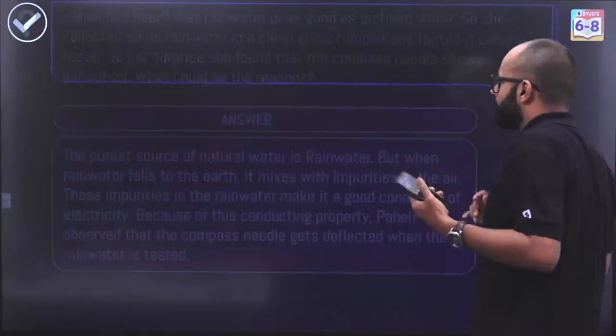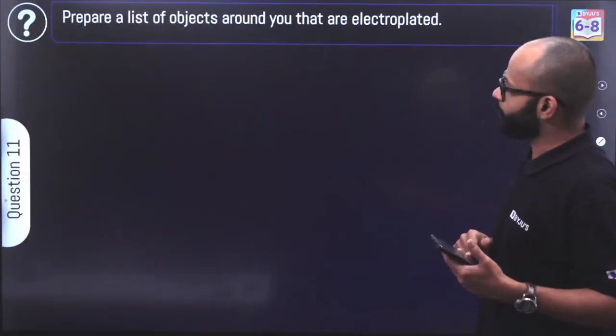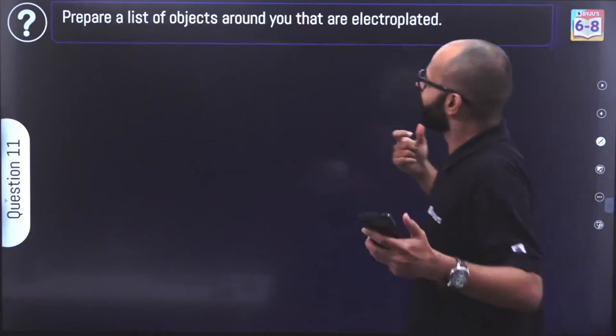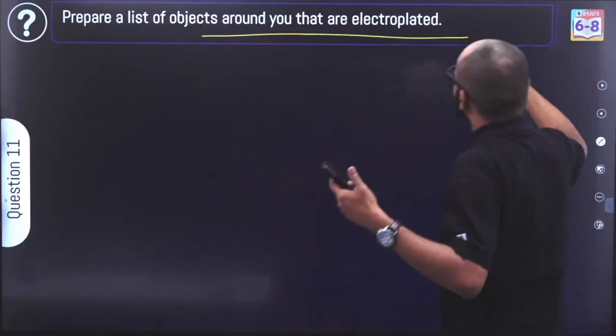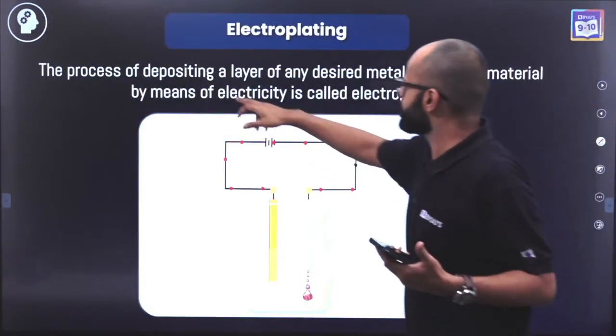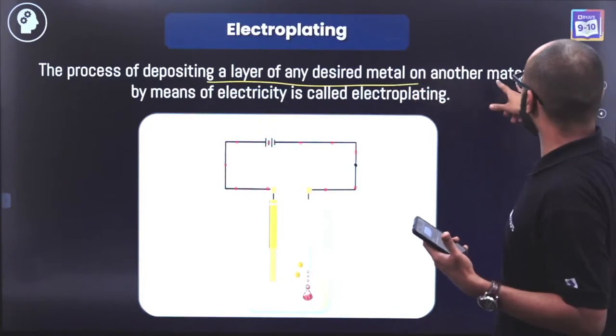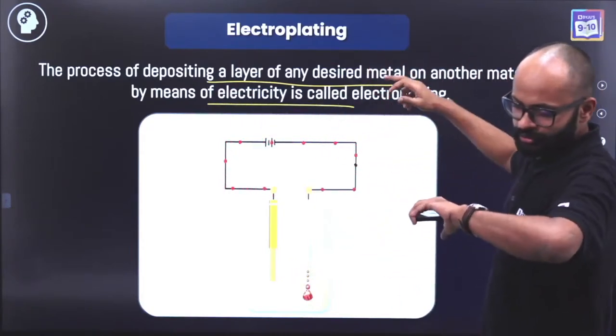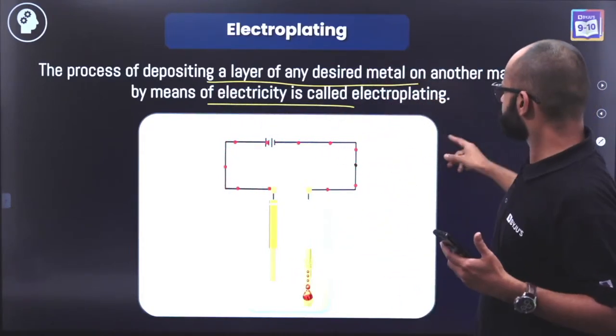ठीक है? So, guys, अच्छा question 11 भी है क्या? मुझे लगा last question है वो. Prepare a list of objects around you. अरे easy है. Electroplating क्या होता है? The process of depositing a layer of any desired metal on another material by means of electricity. अच्छा, बस खत्म करते हैं, चलो.